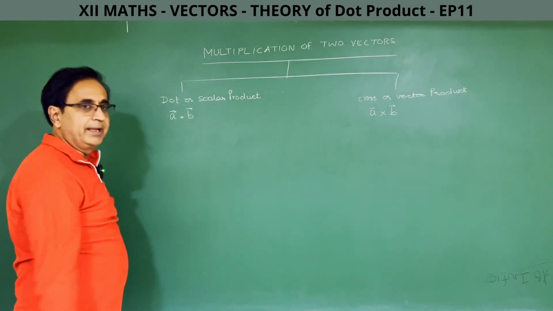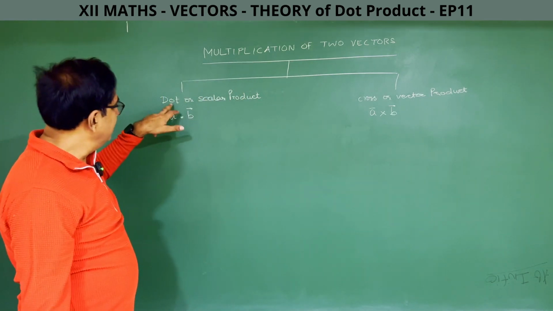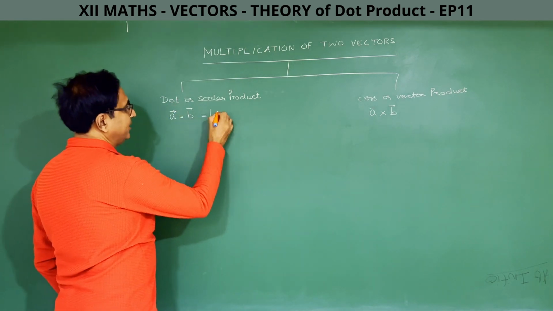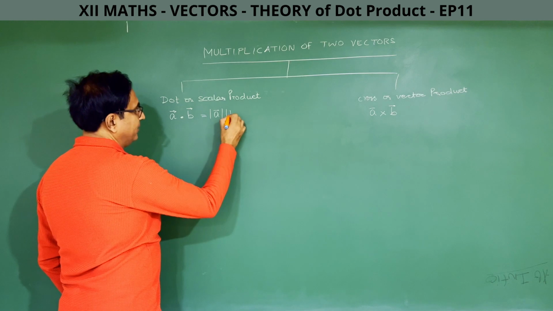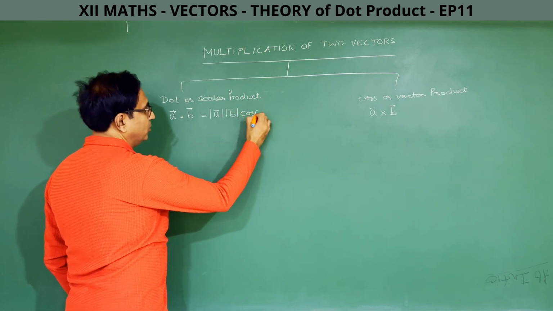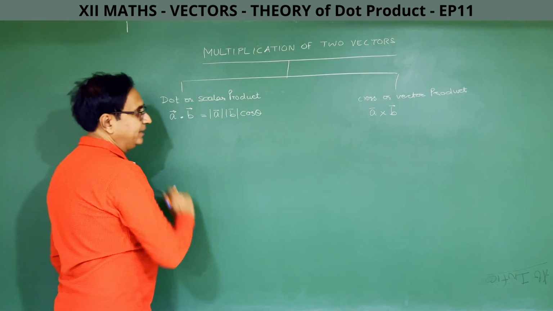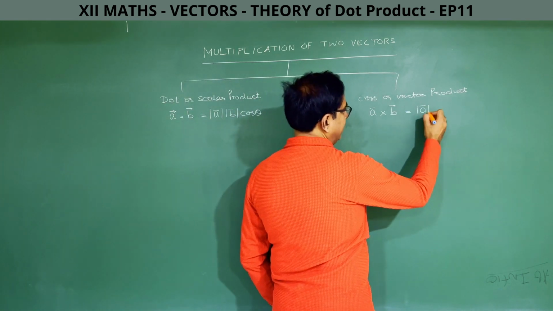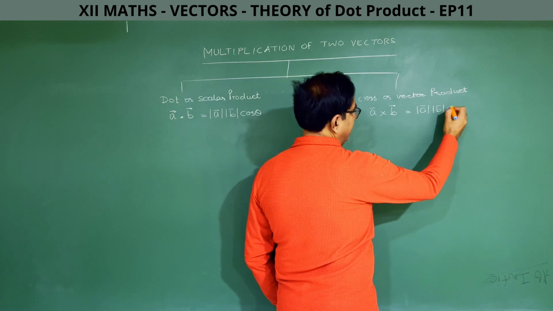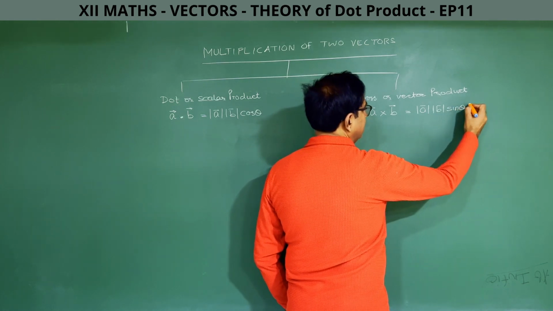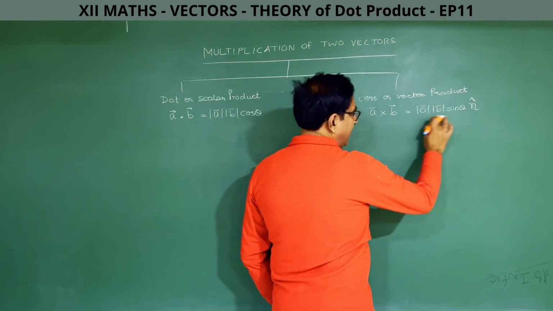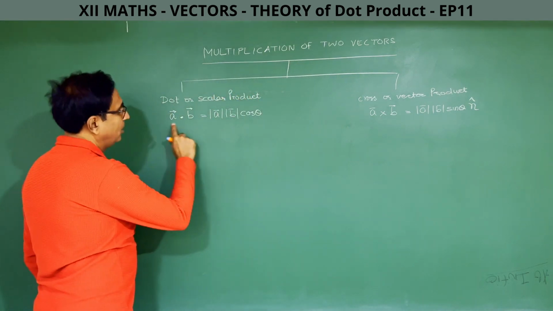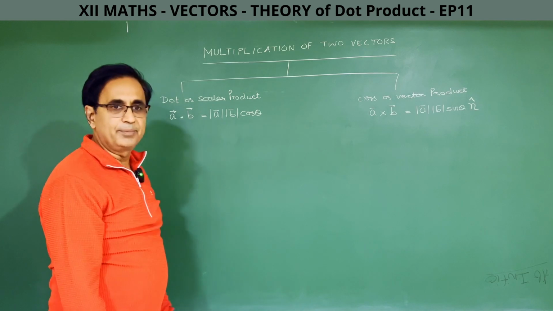Now how do we define A dot B? That is the reason we call it a dot product. The answer of A dot B is magnitude of vector A, magnitude of vector B into cos of the angle between vectors A and B. Here it will be defined as magnitude of vector A, magnitude of vector B into sine theta into n cap. I am not explaining this right now because today's class is on dot or scalar product.